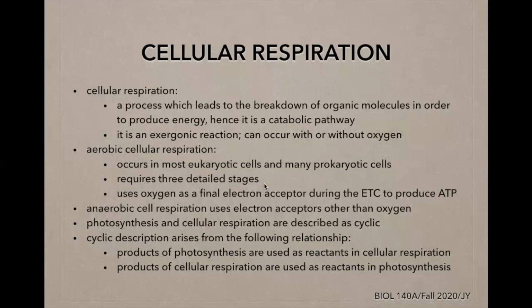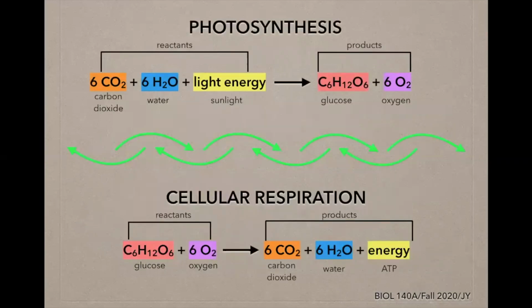And just to review, the products of photosynthesis are used as the reactants in cell respiration. And likewise, the products of cell respiration are used as the reactants in photosynthesis, and these processes do work simultaneously. So in the next slide, we can see both of the equations for photosynthesis and cell respiration, and you may recognize some similarities. That is, the reactants in photosynthesis arise from the products of cell respiration. And likewise, you see that the reactants in cell respiration arise from the products of photosynthesis.